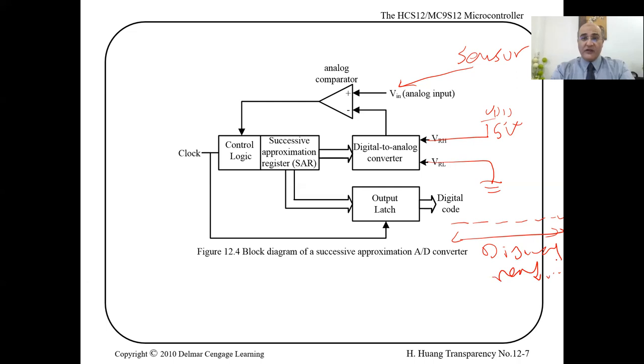So how the successive approximation method works: there is some control logic here that sets the value of a register called the successive approximation register, SAR. This SAR, I'm going to try to implement it here. Let's say we're talking about 8-bit conversion. The SAR register will be 8-bit.